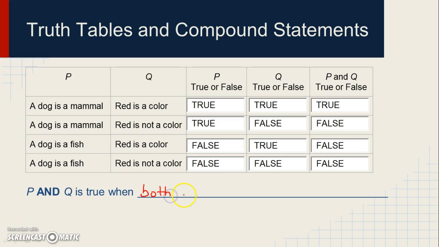both P and Q are true. So the key here is both. You can see in some of these tables, one's true, but because the other one's not, the entire statement is not true. So if you have an AND statement, they both have to be true.